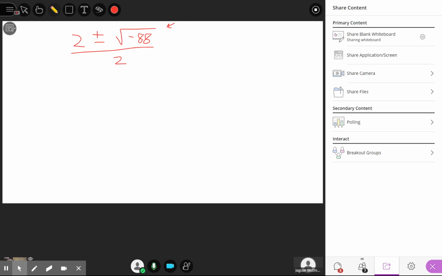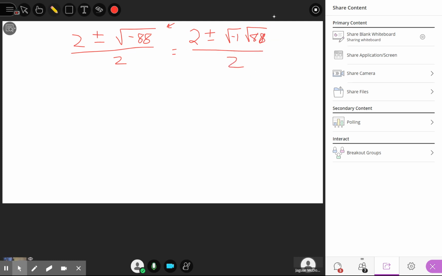However, it still has value in the real world. There are electrical engineers out there who use this type of number. It's amazing. And so mathematicians have given this kind of number a name: imaginary numbers. If you have this situation, a square root of a negative, we are going to rewrite this using the imaginary number i. So we're going to rewrite this as 2, we keep the plus or minus, and we rewrite the square root of negative 88 as the square root of negative 1 times the square root of 88, all over 2.